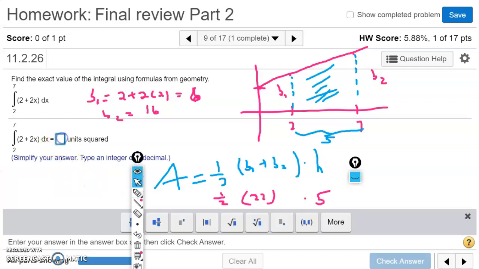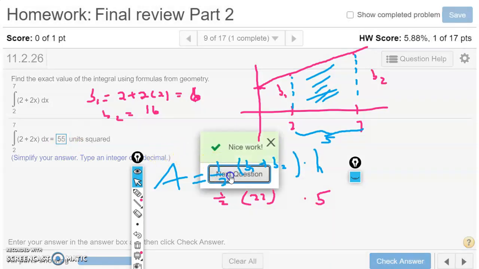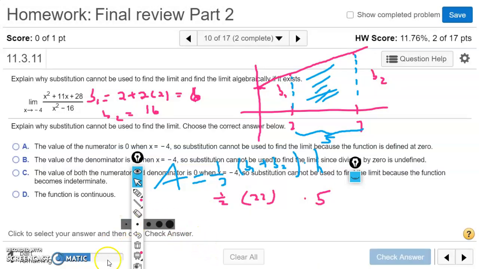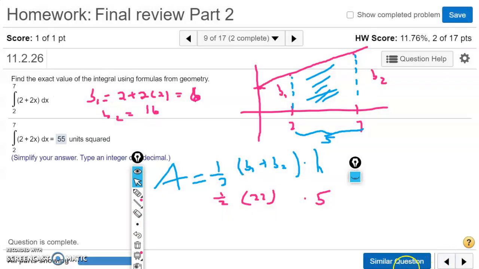Let me check if it is 55 real quick, if we did everything right. Hopefully, voila. So that isn't too bad. Hopefully you got all that figured out there. Let me know if that's not good enough, and I'll go a little slower on it.